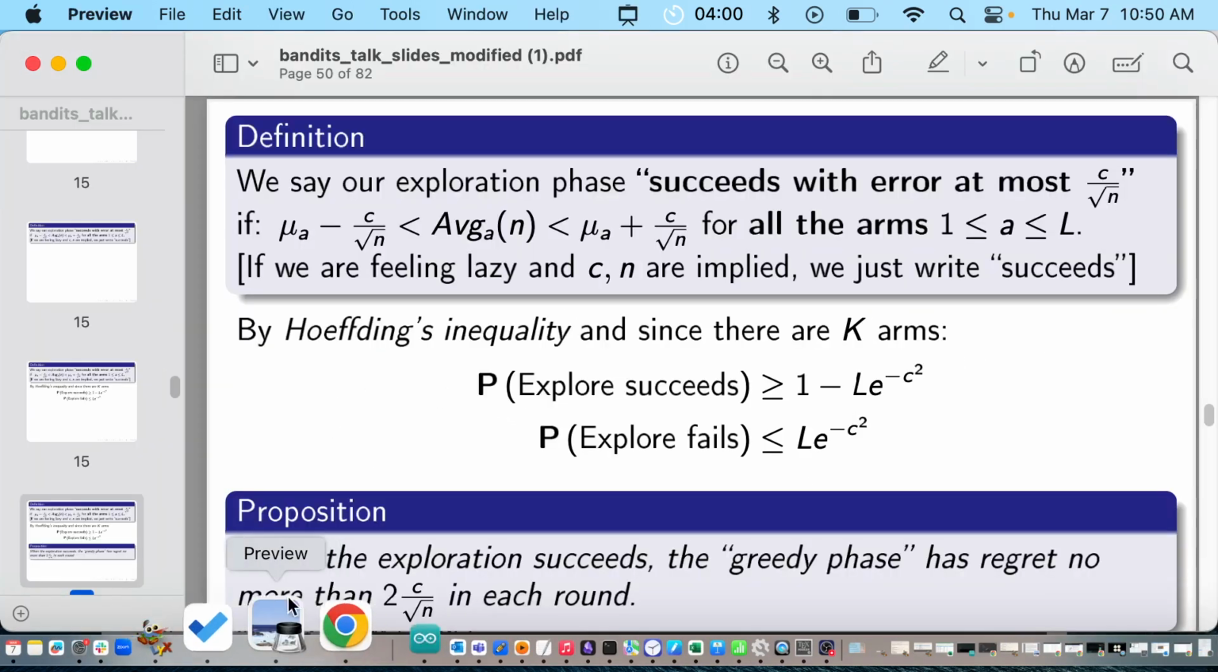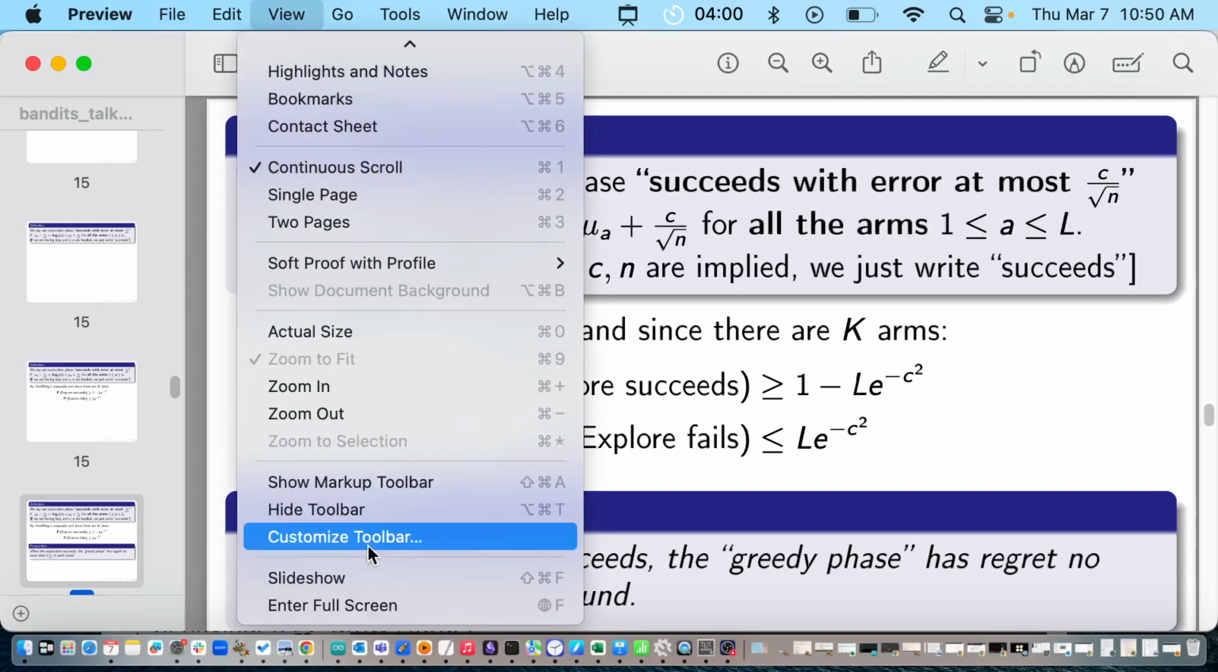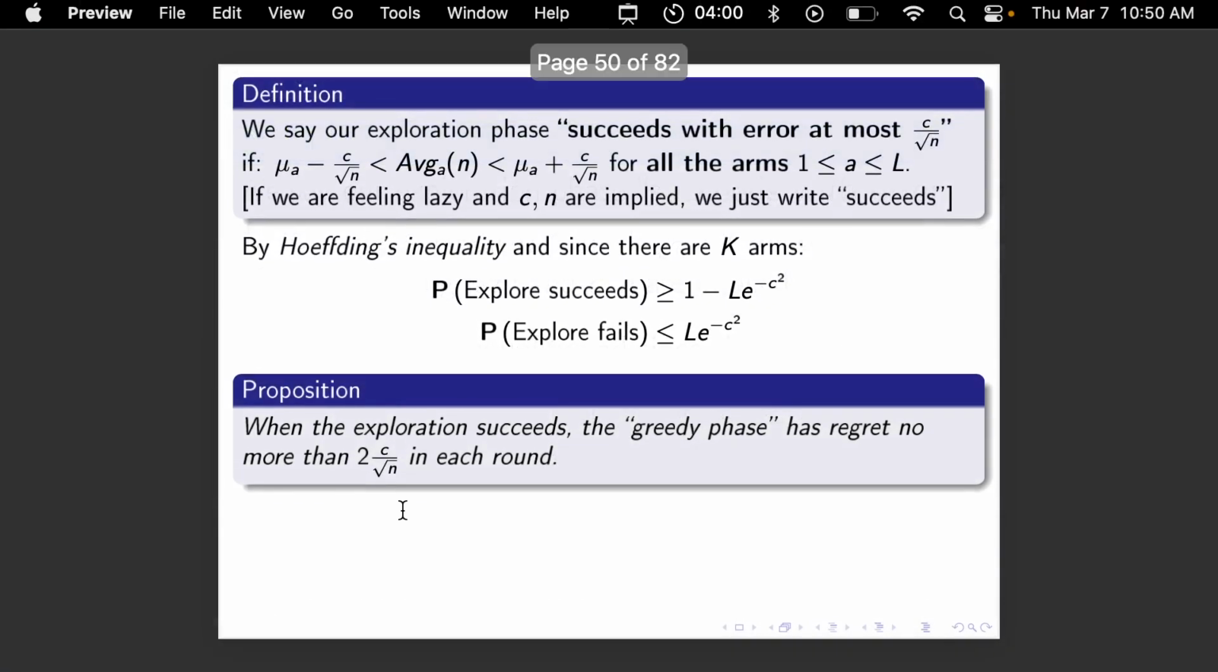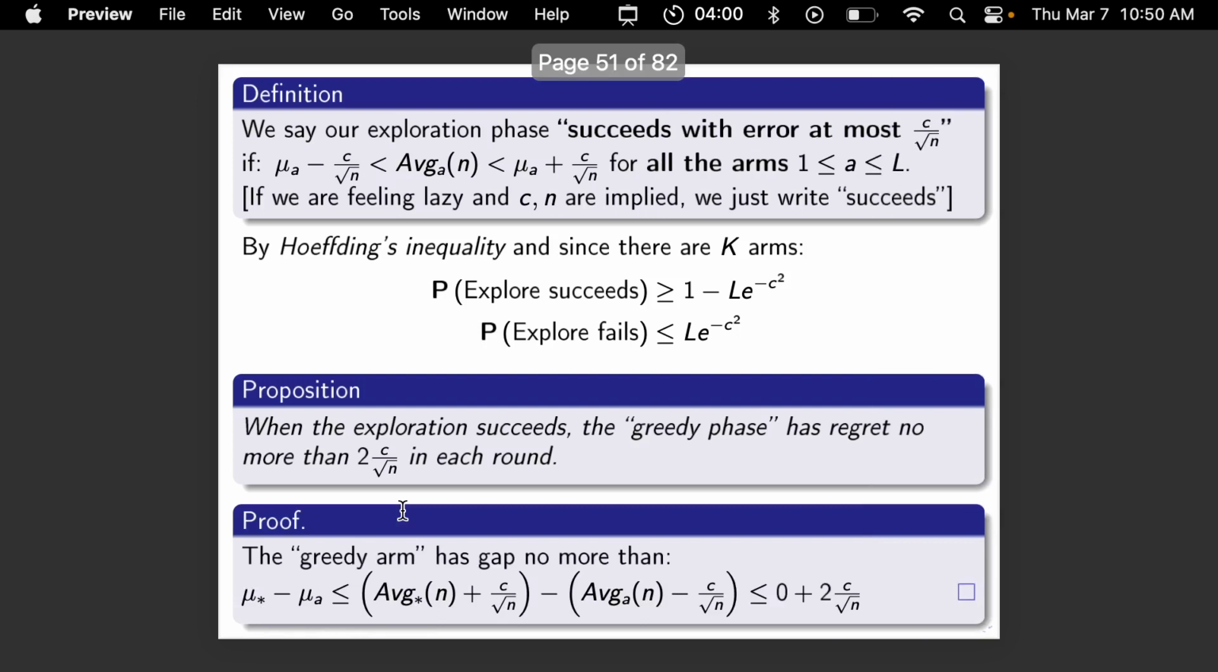what was it? It was 2c over square root of n. So if your exploration phase went well and you succeeded, then you get small regret in the greedy phase. Let's prove why this is true. This is not so hard to see. So that's the proposition. Okay, here's the proof.